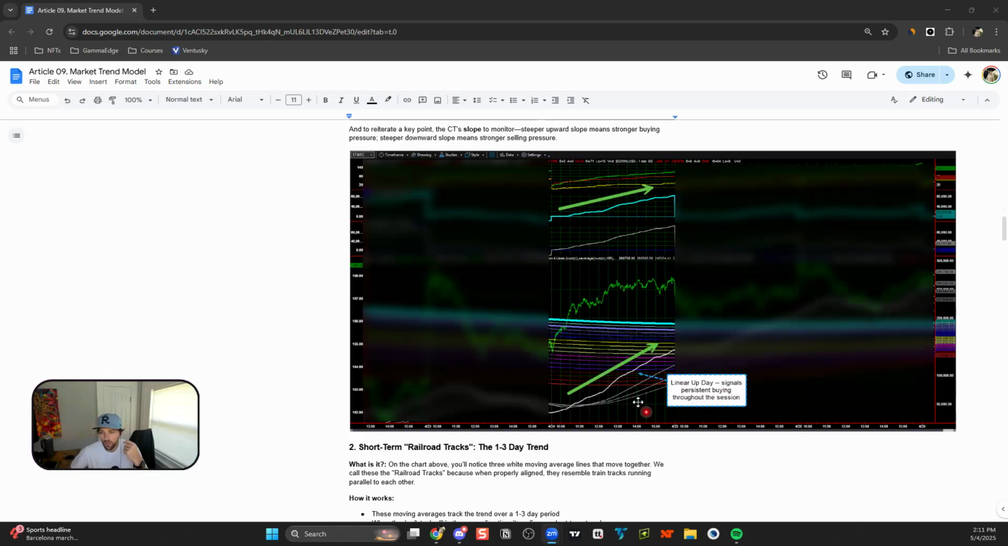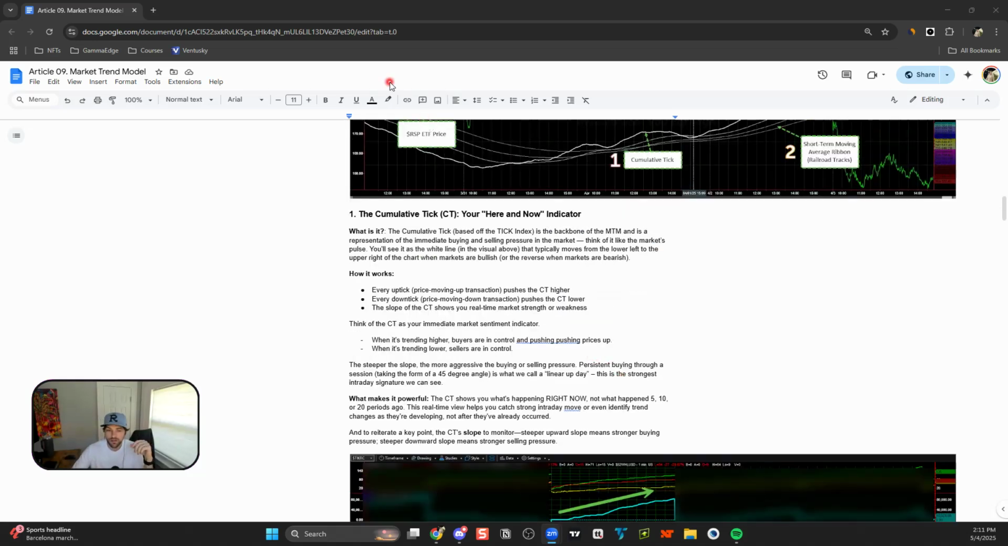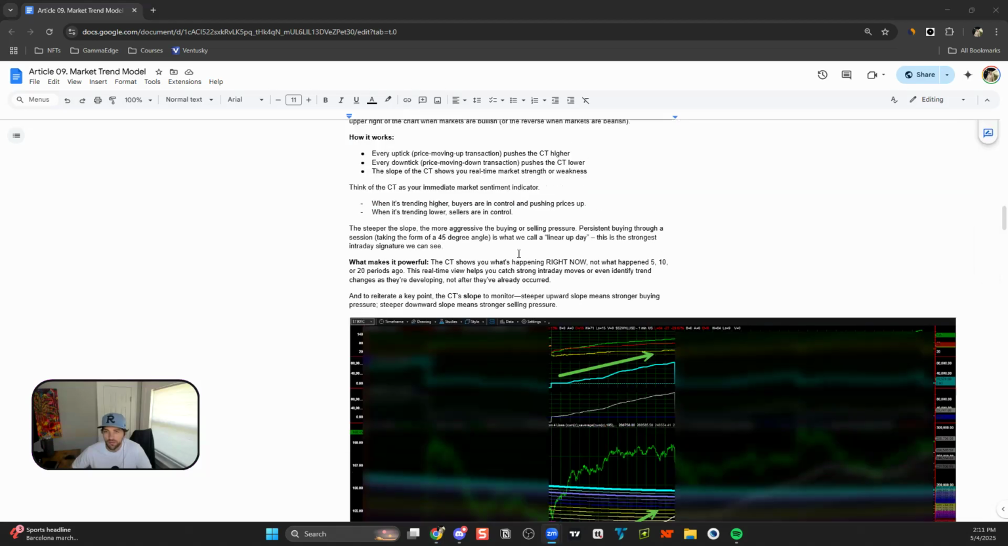First, starting out with the cumulative tick, which again is the bolded white line. The cumulative tick is literally the tick index. Keep in mind that the tick index is an intraday metric, so we stitch day by day together to create a time series. Cumulative tick is the backbone of the market trend model, a representation of immediate buying and selling pressure. You can think of it like the market's pulse. Again, this is the white line in the visual.